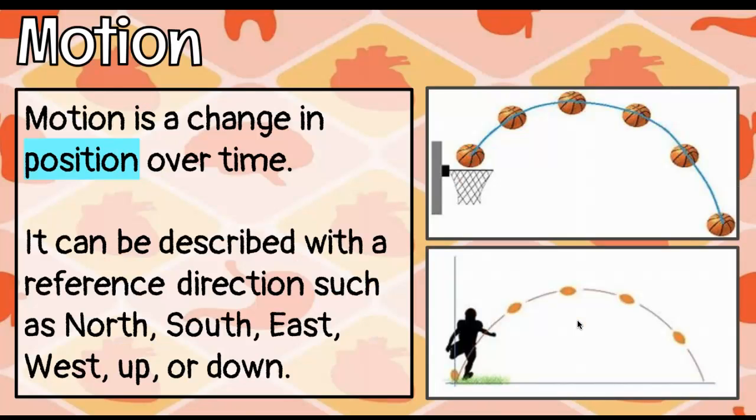So let's start with motion. Motion is a change in position over time. So if something is getting closer to another object, or if it's getting further away from an object, that means it's changing position, so it's in motion. It can be described with a reference direction such as north, south, east, west, up, or down. So when you're describing motion, you're typically going to use directions.